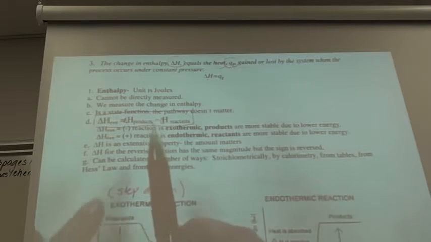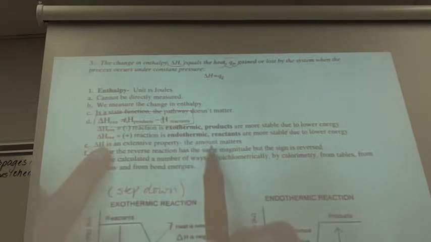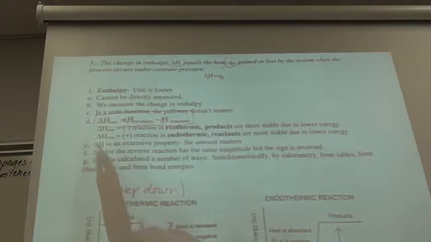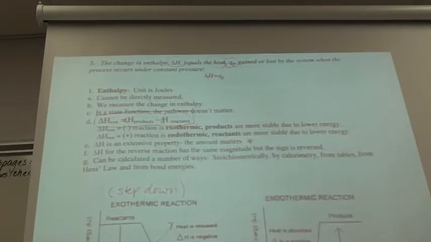Delta H is an extensive property. An extensive property means that the amount under study matters. Delta H will vary depending on the size of the sample. Write that in your own words right now.